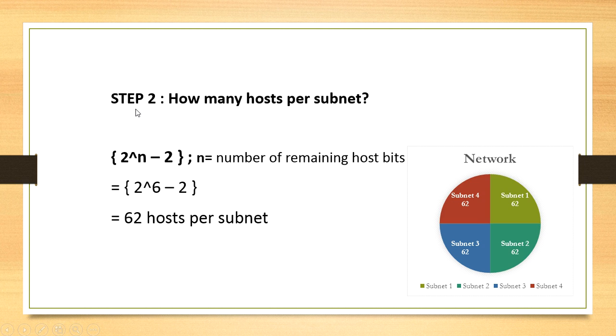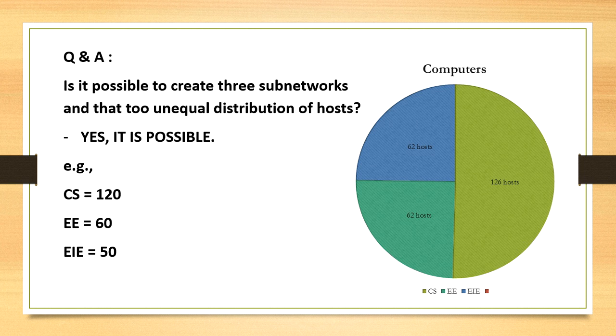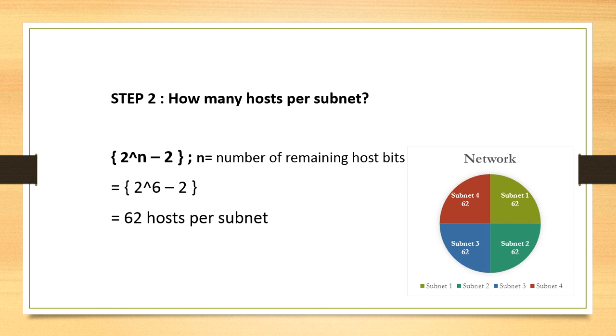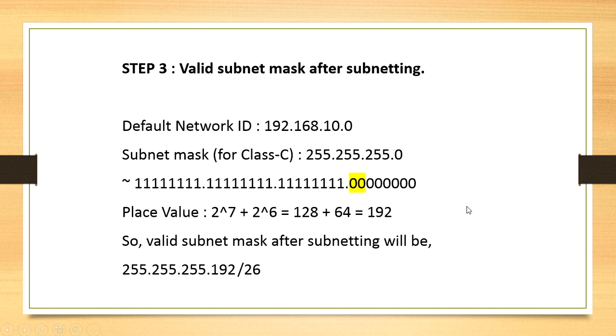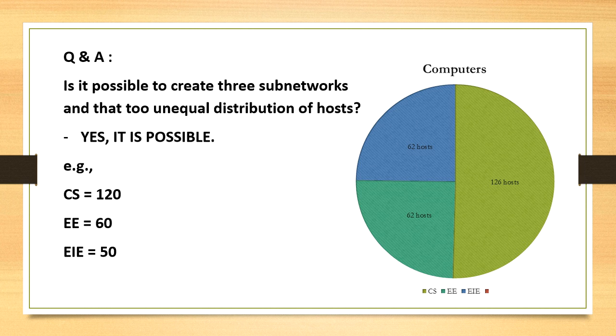If we borrow 3 bits, we will have 2 to the power 3, that is 8 subnets. So now, is it possible to get 3 subnetworks or 5 subnetworks? Yes, that is also possible, and unequal distribution is also possible, because in this example I have shown you an equal distribution, 62, 62, 62, 62. But yeah, getting an unequal number of hosts is also possible. So I'm giving you one example.